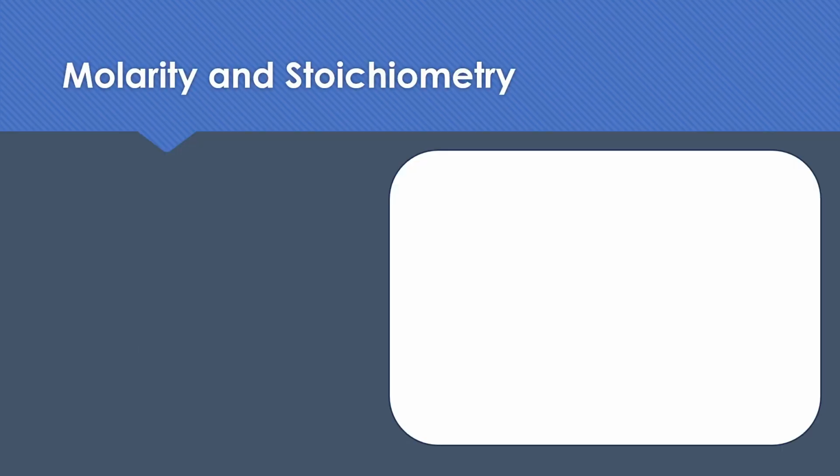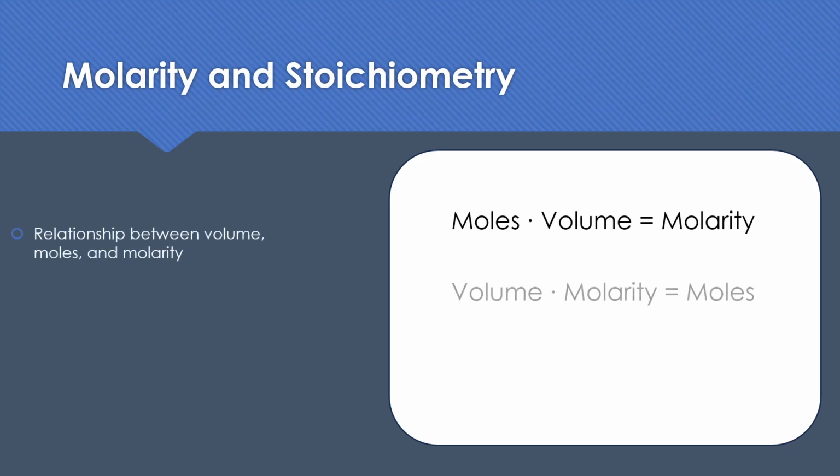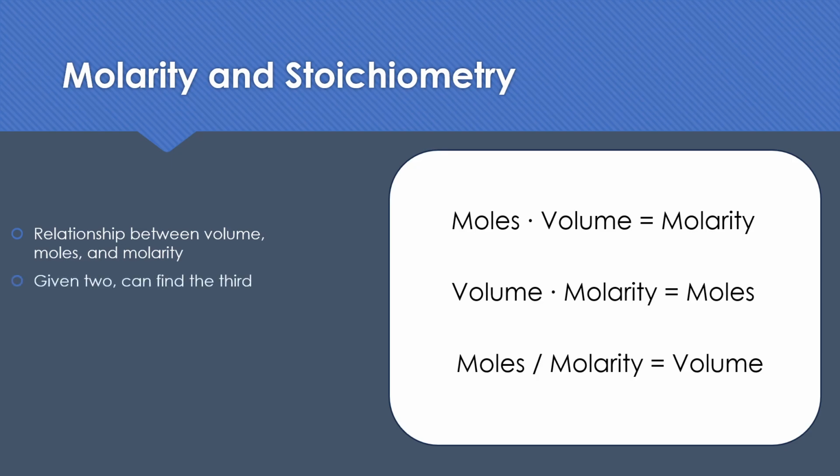All right, let's talk about titration. Before we jump into titration, we need to quickly talk about molarity and stoichiometry again. Molarity and stoichiometry is our relationship between volume, moles, and molarity. Remember, moles divided by volume is molarity, volume times molarity is moles, and moles divided by molarity is volume. So given any two, you can find the third one.